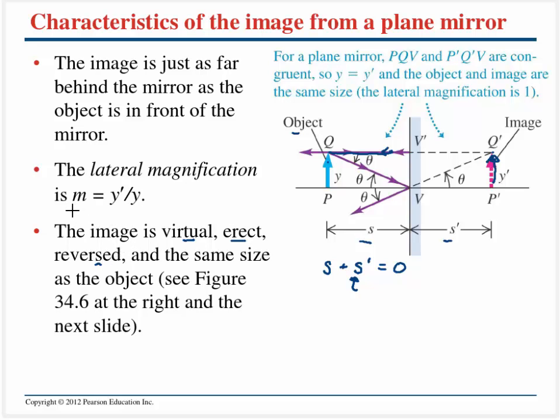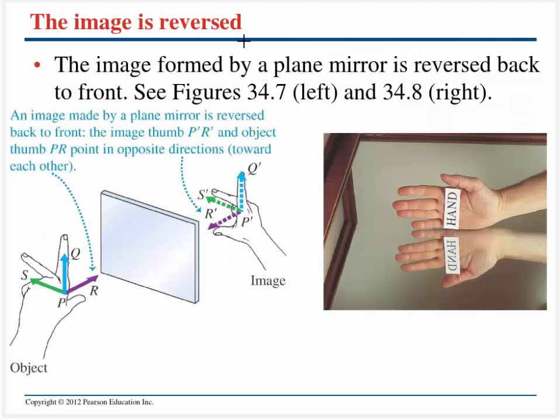Something else to talk about is lateral magnification, which is the image height divided by the object height. In the case of a plane mirror, this is simply going to be equal to 1. As promised on the last slide, we all know that if you look into mirrors, the handwriting is going to be reversed. So there's a left-right reversal. You can see in the image right here that the writing hand is backwards. Also, if you take a look at this object in the image, the thumb has been reversed.